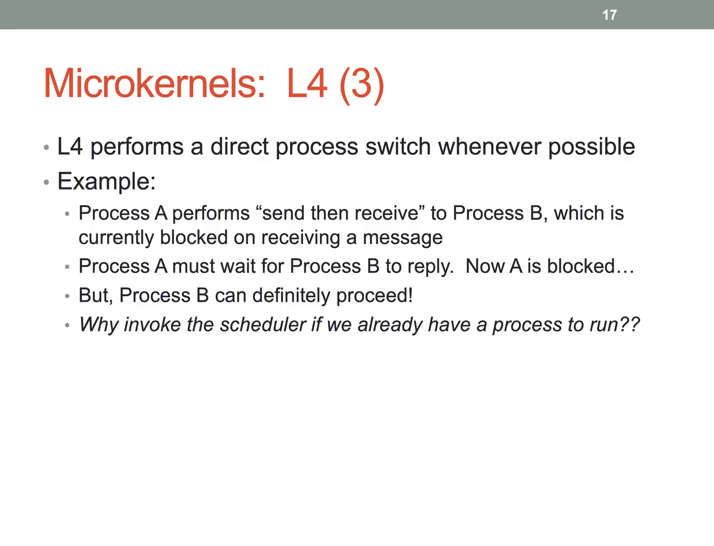So the idea is, since we know that process B can now run because it received a message and it was waiting for a message, just context switch straight to process B. We've basically fast pathed within the kernel. We don't invoke the scheduler. We only invoke what is necessary to context switch from A to B, okay?